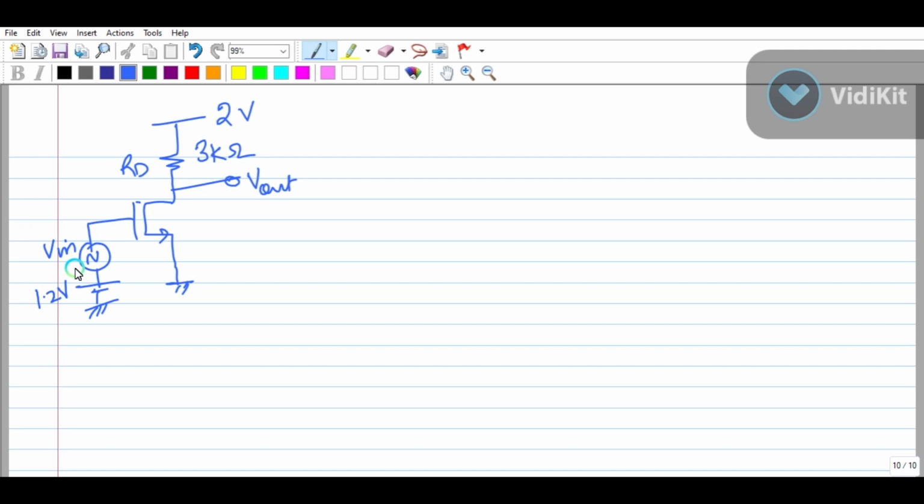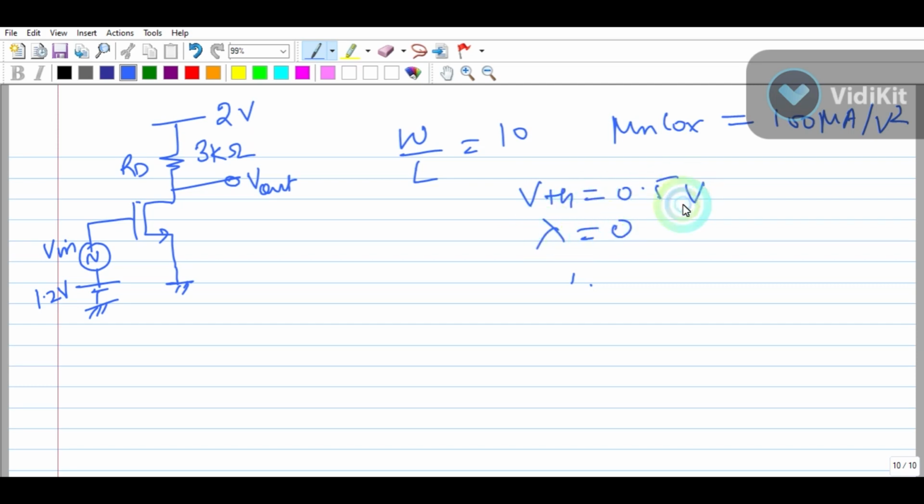Now, what else is given? W by L equal to 10, and mu nCox is equal to 100 microampere per volt square, and VTH equal to 0.5 volt, lambda equal to 0. Okay, that I'm considering. So see what I want. Why I'm taking this example. What I want to understand. See, there is a common source amplifier like this. CS, I'm giving input, I'm taking output.